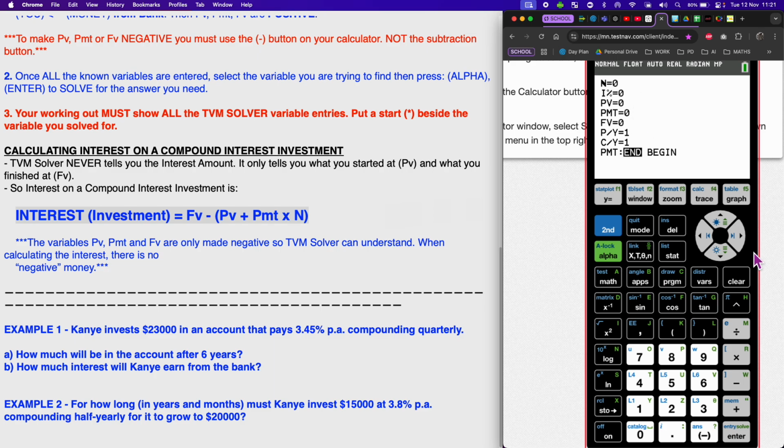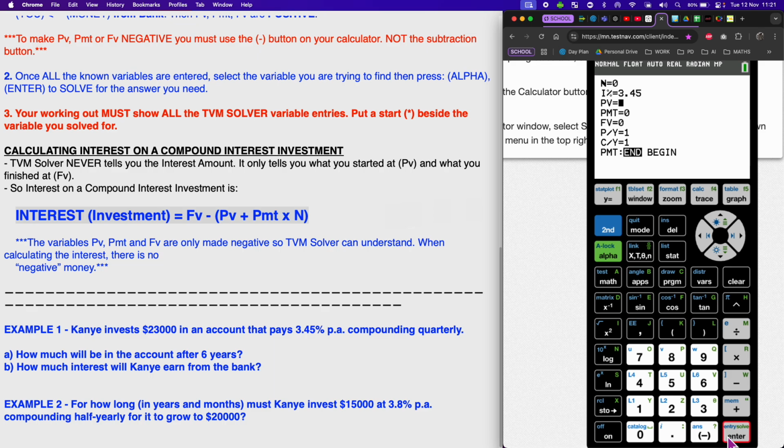3.45. So unlike this one, where I have to convert it to a percentage, I just put it in. 3.45. I don't need to convert or anything. I don't need to make a 0.0345. It's straight up 3.45. What's Kanye doing?